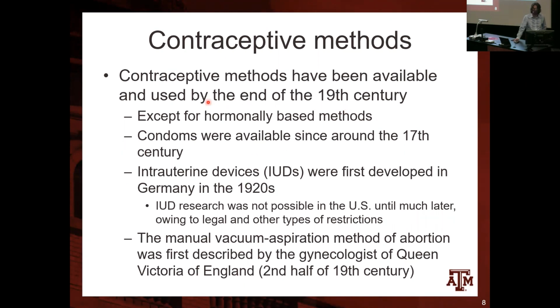Contraceptive methods have been available and used since the end of the 19th century. Except for hormonally-based methods, condoms were available since around the 17th century, and intrauterine devices, IUDs, were first developed in Germany in the 1920s. But IUD research was not possible in the US until much later because of legal and other types of restrictions.